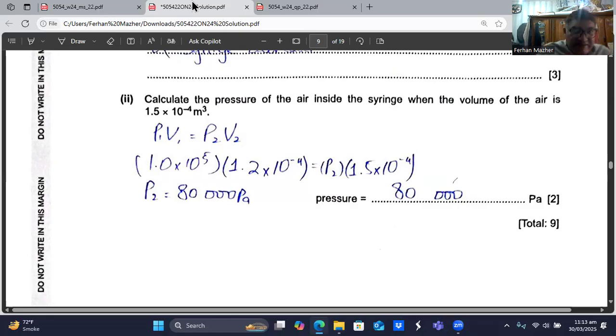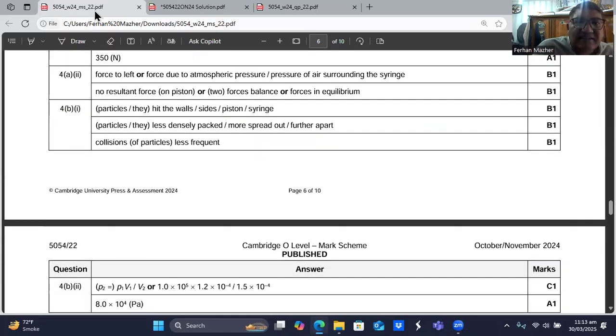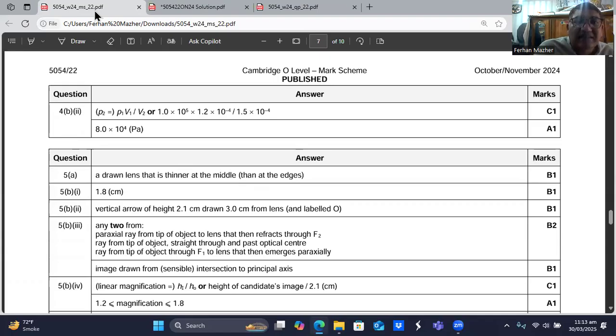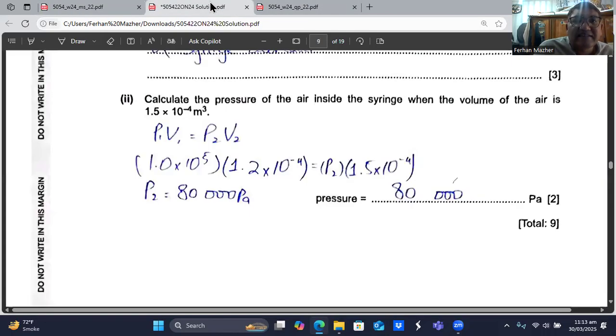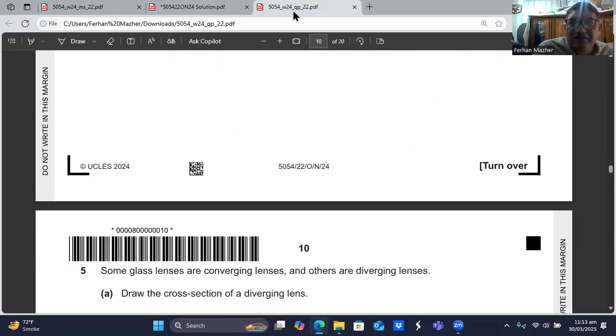So just bring this 1.5 × 10^-4 to the left and it will divide there. Then do this calculation. So you will get 80,000 Pascal. 80,000 Pascal. Is this the answer? Let's check. Yes, sir. 80,000 Pascal is the answer. So 8 × 10^4 Pascal is the answer. This is how my student has done this. And let's go to the next question.